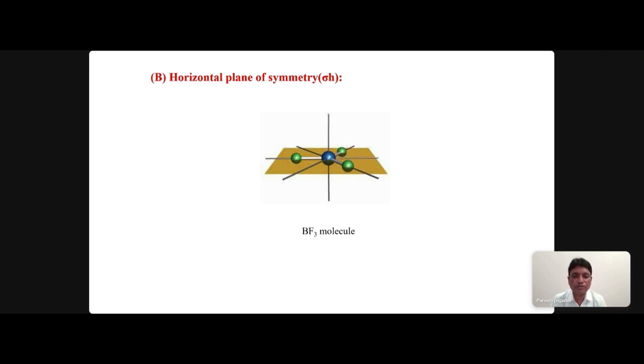In case of the BF3 molecule, we already discussed that in the BF3 molecule, the main principal axis is C3 and three C2s are perpendicular to the main principal axis, and this plane is also perpendicular to the main principal axis. So a horizontal plane of symmetry means the plane is perpendicular to the main principal axis. So this is a classical example of the horizontal plane of symmetry.